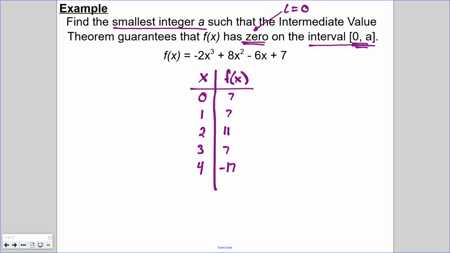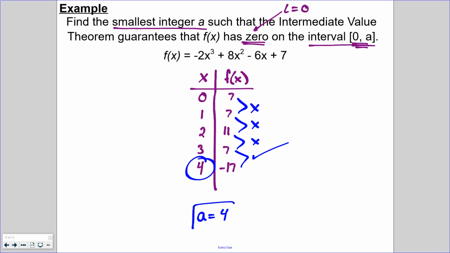Now again, since we're looking for a 0, we just need to look for a change of sign in the y values. So, no change in sign, no change in sign, no change in sign. But wouldn't you know it, we have a change in sign, which means that the smallest a value that guarantees there would be a 0 is 4. So therefore, a in this case is 4.